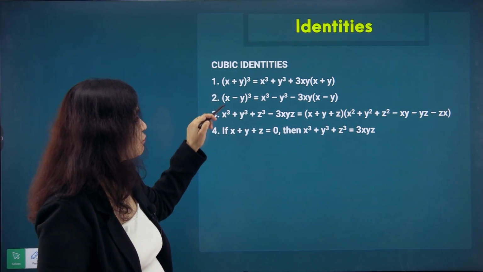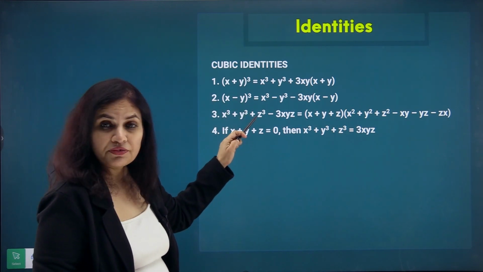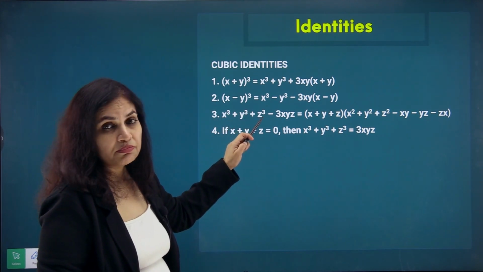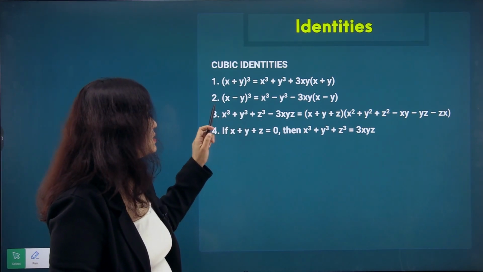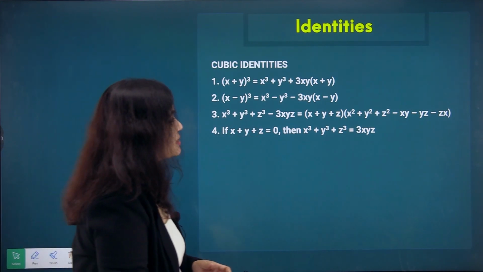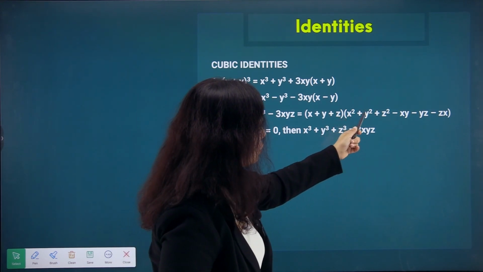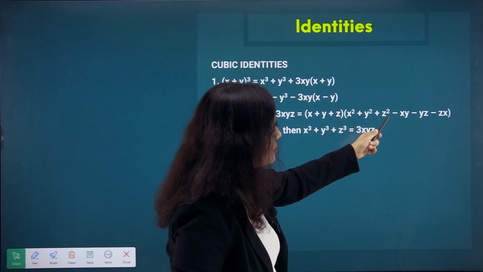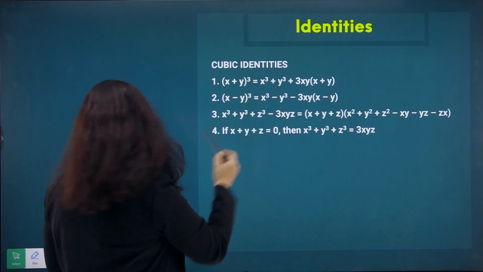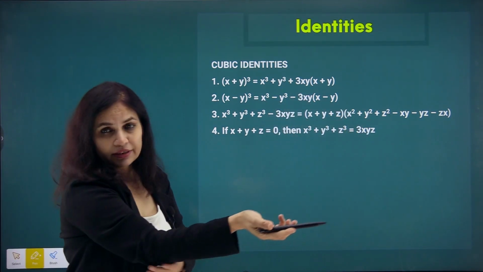See, this is different from x plus y. This is the cube of 3 different numbers summed up. That means the sum of cubes of 3 different numbers is equal to the sum of the 3 numbers multiplied with the sum of the squares of the 3 numbers minus xy minus yz minus zx, and this minus 3xyz will be added that side.